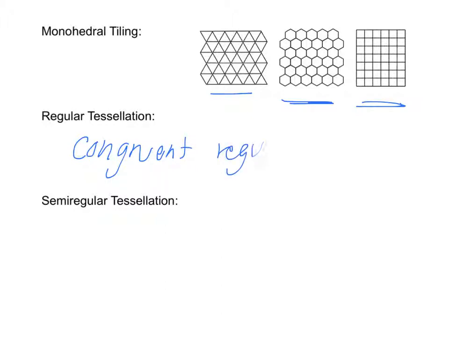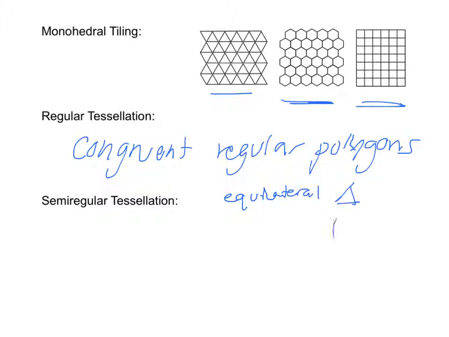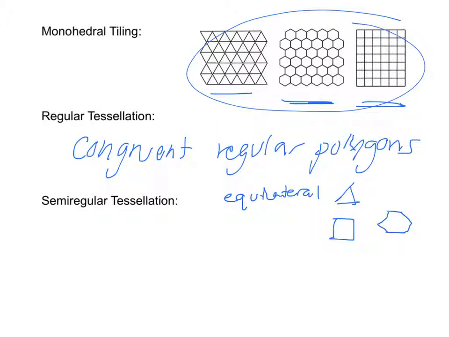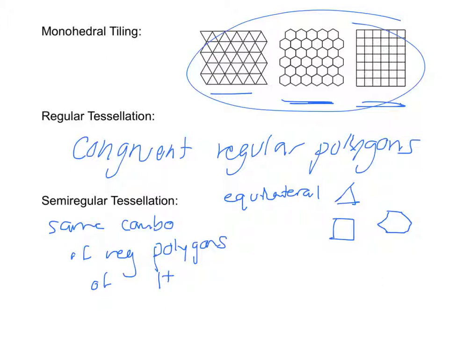A regular tessellation uses congruent and regular polygons only, that create monohedral tessellations. So for example, that's equilateral triangles, squares, and the regular hexagons. So basically the ones shown here. And then a semi-regular tessellation is the same combination of regular polygons of one or more kind that meet in the same order at each vertex.